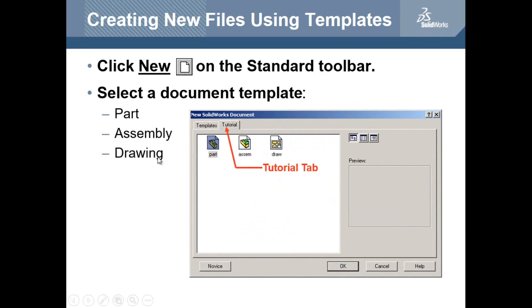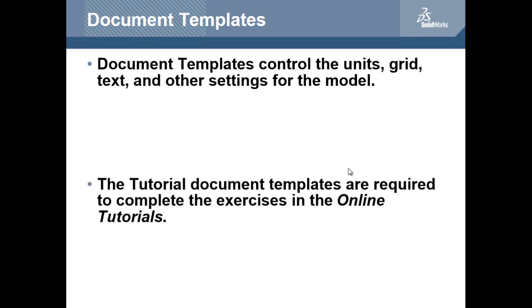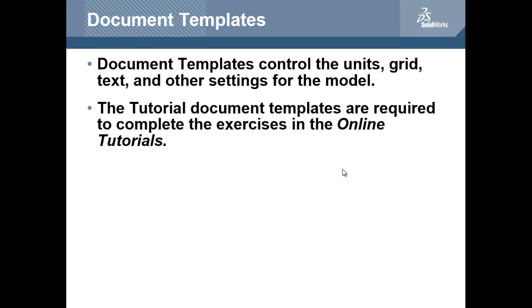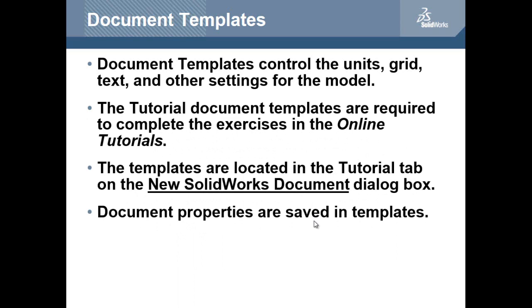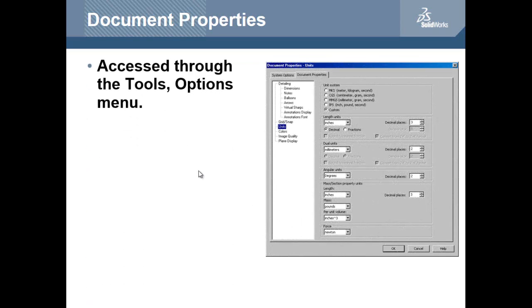Set a document template. We have part, assembly, and drawing. Document templates control the units, grid, text, and other settings for the model. The tutorial document templates are required to complete the exercises in the online tutorials. The templates are located in the Tutorial tab on the new SolidWorks document dialog box. Document properties are saved in templates. Access through the Tools options menu.